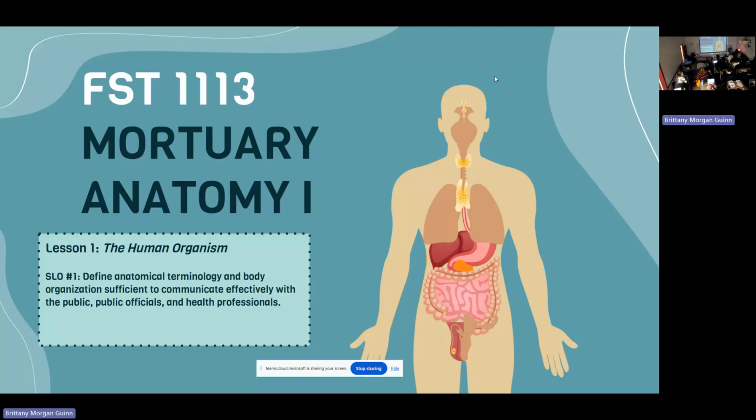Yes, that's the textbook for this class. This one's just chapter 1. There's a lot of information.